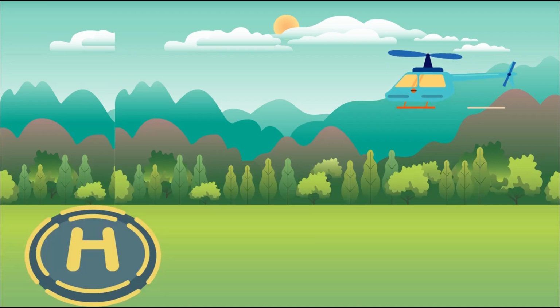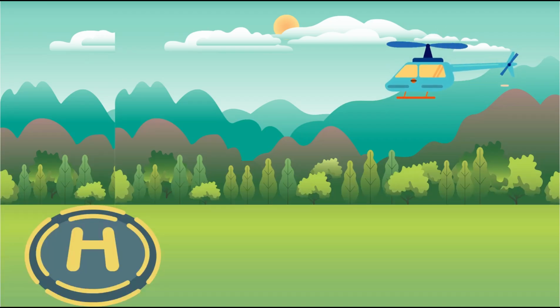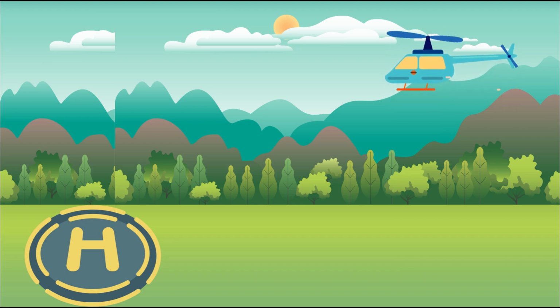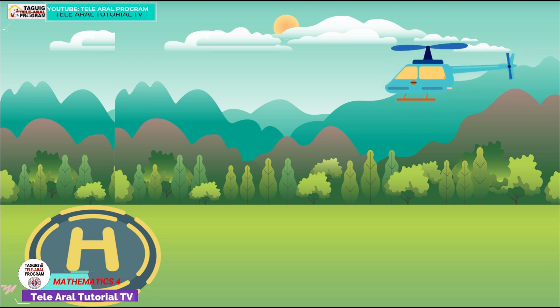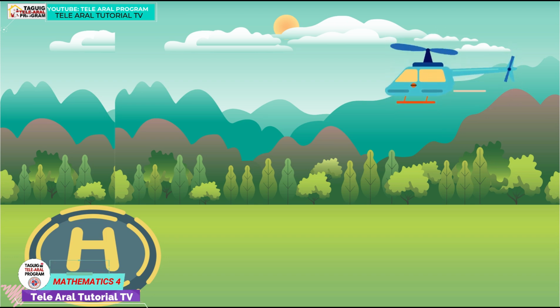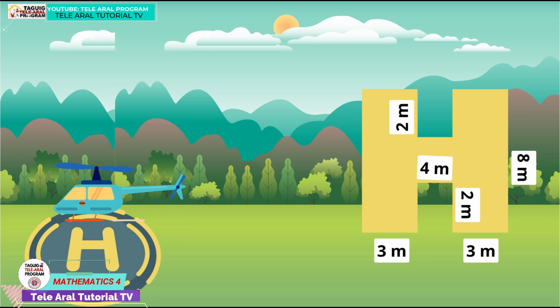Are you ready, kids? Yes! Alright, here is the situation. A helicopter is aiming to land on a helicopter pad. It must land on the letter H. What is the area of the letter H of the said helicopter pad if the measurements are as follows? You can solve it in your notebook and show your solution in the comment section. Don't forget our 3 steps. To give you more time, you can pause this video.